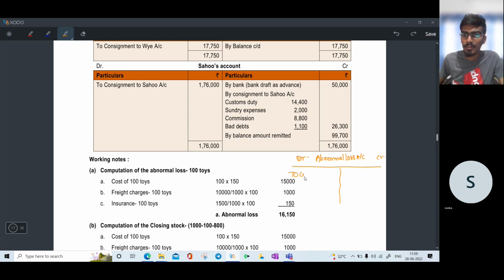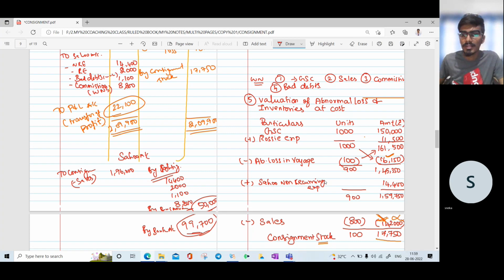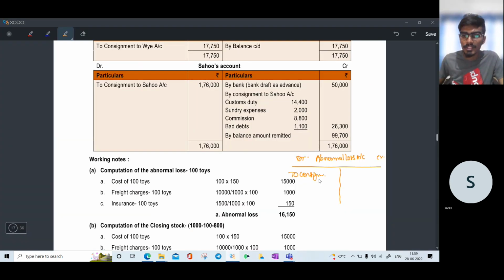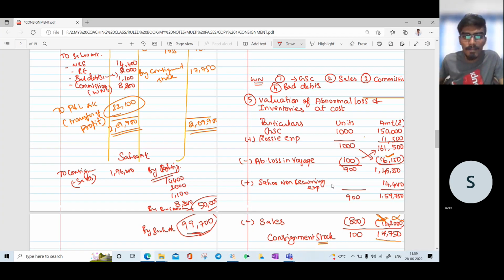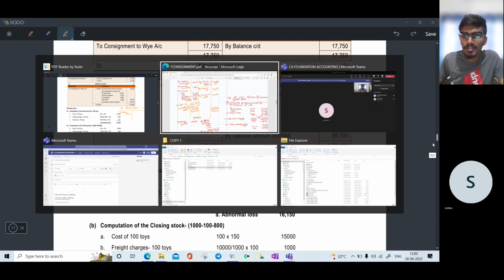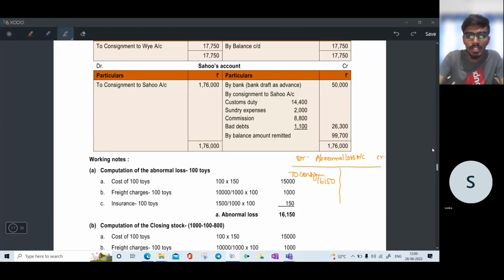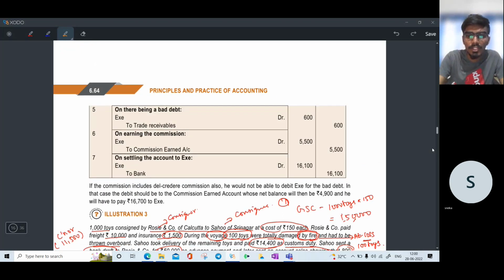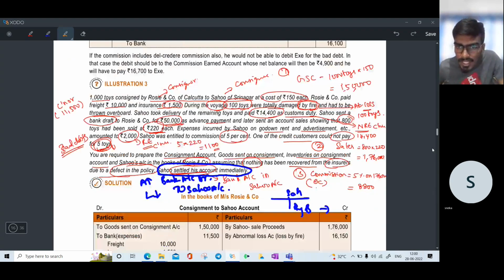So in the debit side you can write consignment account. How much loss did we see? 16,150, right? It is not said in this question. What have they said in this question? They say nothing has been recovered from the insurer to defect the policy. So they are saying we have not recovered anything.